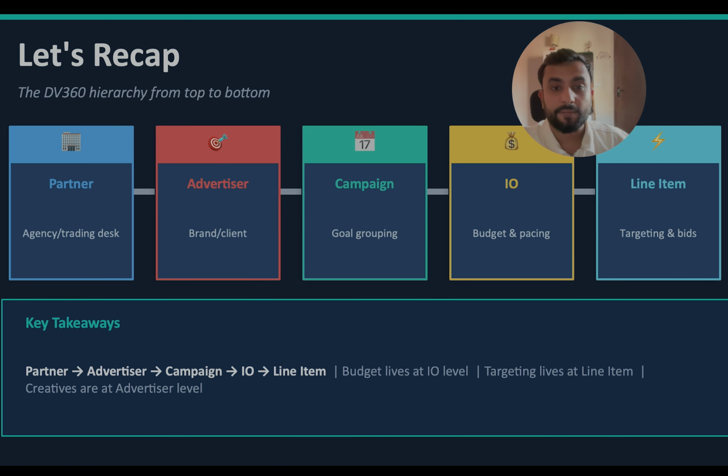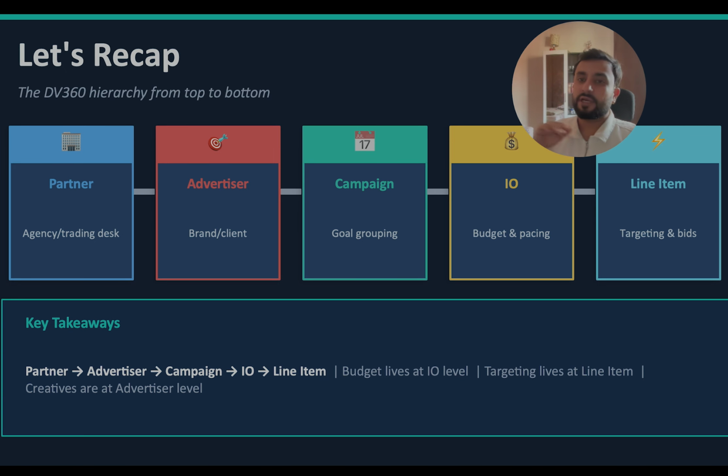A quick recap of what we discussed today. We discussed the hierarchy of DV360. We saw through some screenshots what the DV360 UI looks like. At top, there is partner level, then advertiser level, then campaign level, then IO level, and at last, there is line item level. And if you're running YouTube campaigns, then after line item level, there is another layer of ad group level.